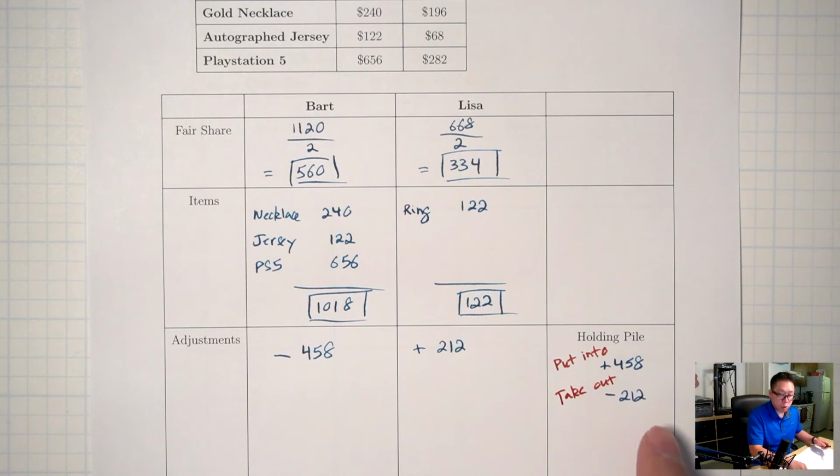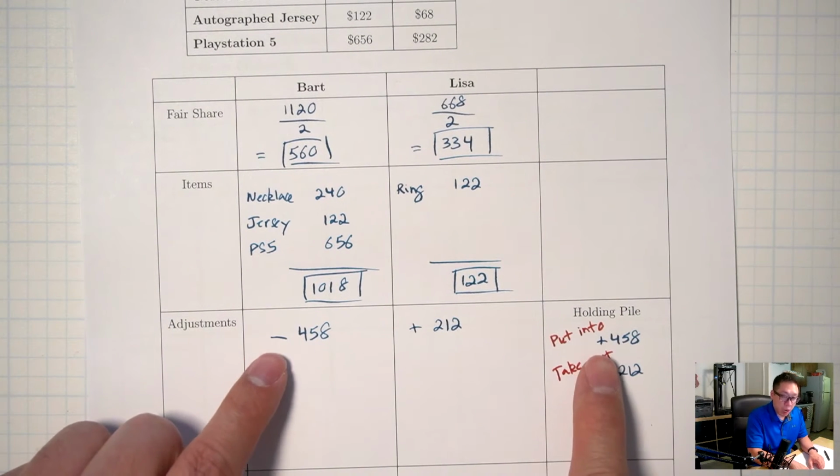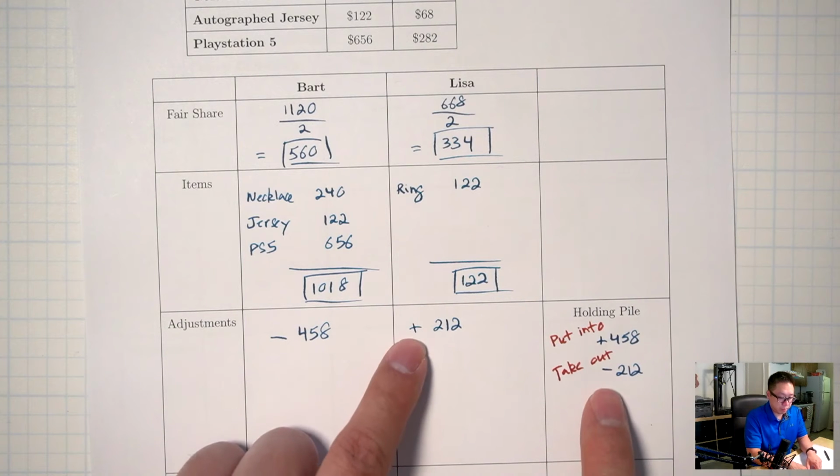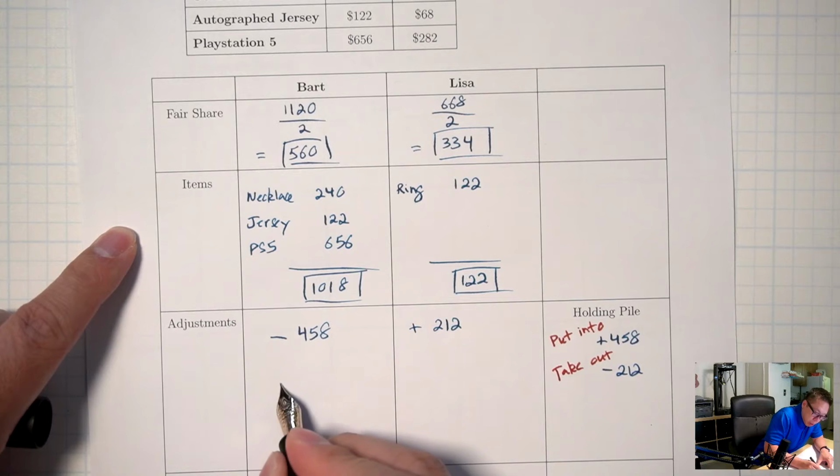So we're taking 212 out of the holding pile and then giving it to Lisa. One way to check is just make sure that you have opposite signs. Okay, so now we're going to figure out where everyone is at.